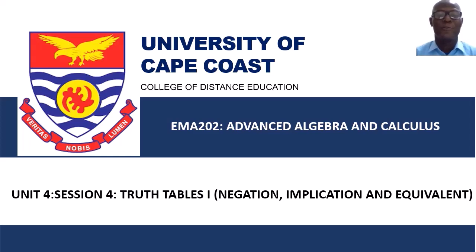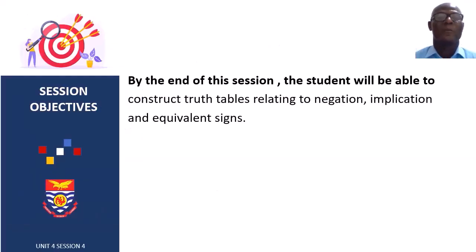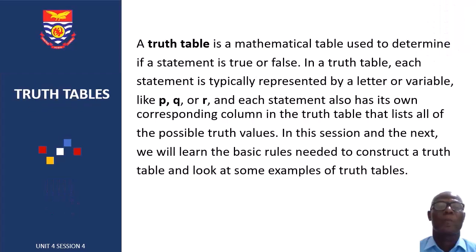Perform searching for truth tables 1. Negation, implication, and equivalence. Learning objectives. By the end of this session, the student will be able to construct truth tables relating to negation, implication, and equivalence signs. Truth tables. A truth table is a mathematical table used to determine whether or not a given statement is true or false.